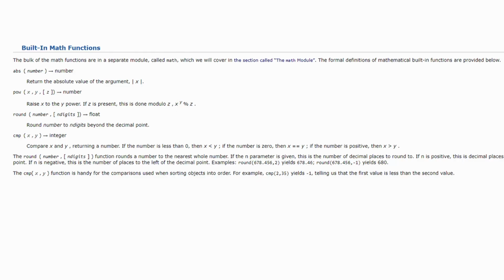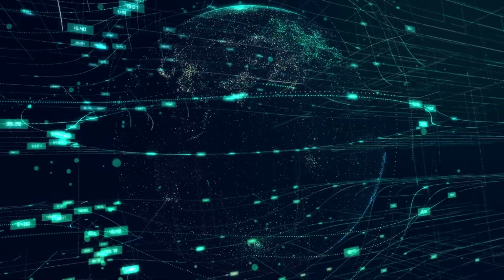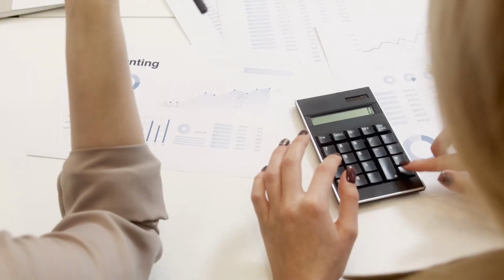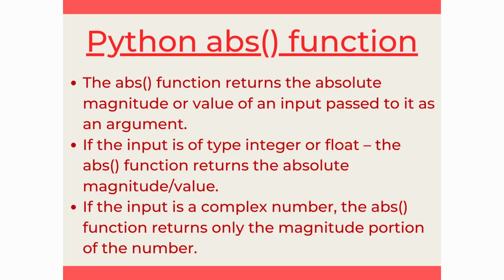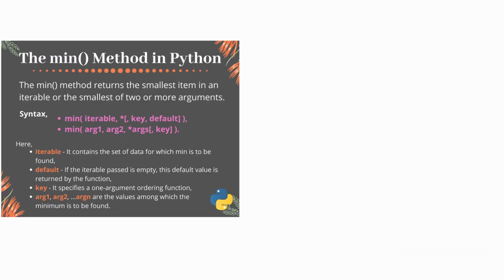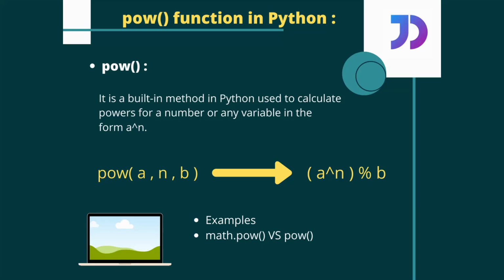Python has a built-in math module that offers a wide range of mathematical functions. These functions let you perform complex calculations and solve mathematical problems like you would on a calculator. Some commonly used functions without importing math include abs, for finding the absolute value, round, for rounding numbers, min and max, for finding the minimum and maximum values, and pow, for exponentiation.